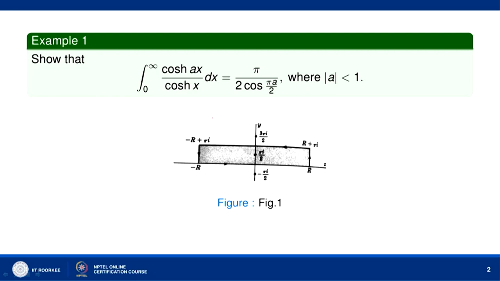So in this example we will use this contour, where we take the rectangle with vertices at minus R, R, R plus i pi and minus R plus i pi. We are moving along this rectangle in the counterclockwise direction, and you will see that the corresponding contour integral which we consider here has a simple pole at z equal to i pi by 2, which lies in the upper half plane. So that is inside the rectangle, and therefore we can make use of the residue theorem to evaluate the value of the integral around this closed contour.